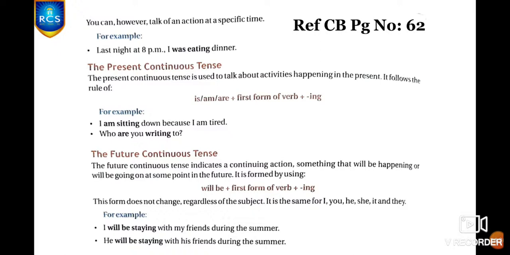And next, the future continuous tense. This indicates a continuing action, something that will be happening or will be going on at some point in the future. It is formed by using will be plus first form of verb plus ing. And this form does not change regardless of the subject. It may be singular, plural, he, she, it, I, you, they. Okay, whatever it may be, the form will not get changed. For example, I will be staying with my friends during the summer.